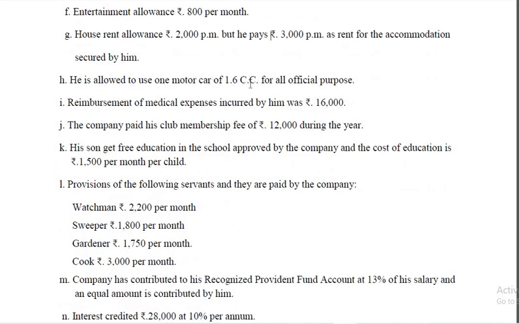He is allowed to use one motor car of 1.6 cc for all office purposes. Since it is fully for office purposes, nothing is taxable. Therefore, perquisite value is nil. Reimbursement of medical expenses incurred by him was 16,000. Earlier it was exempt up to 15,000, but now, after the employee enjoys standard deduction for salary income, the entire medical expenses reimbursed by the employer is taxable, fully taxable, whatever may be the amount of reimbursement.